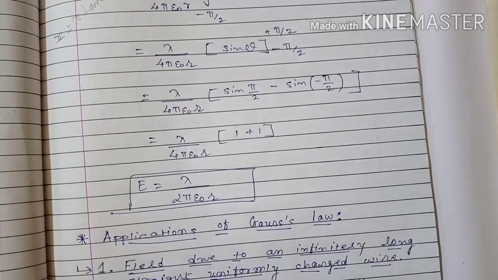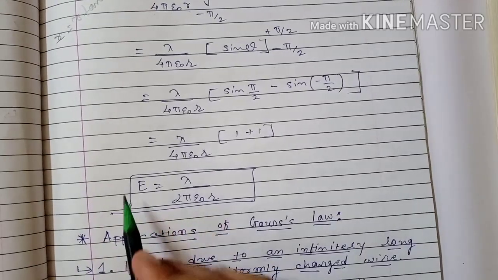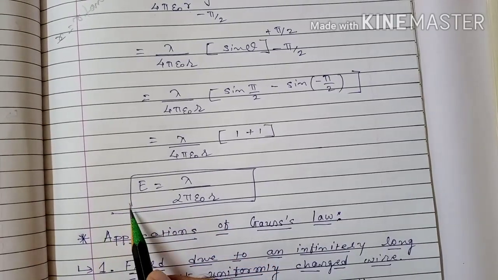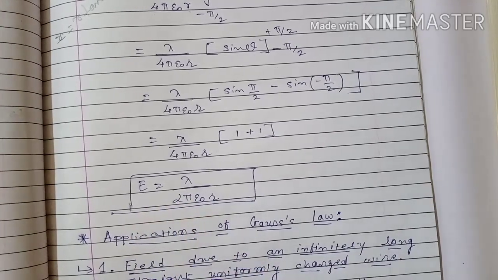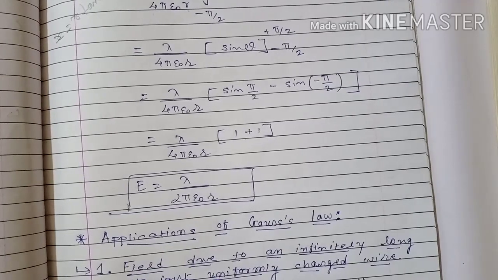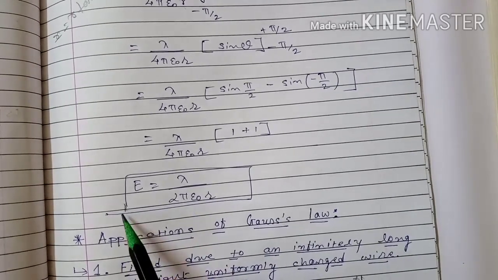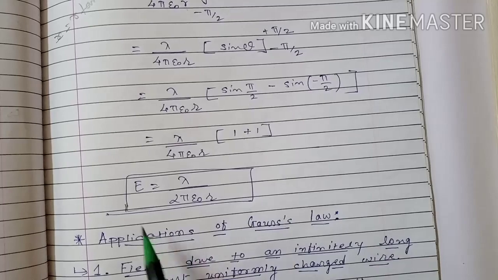The value of electric field at any distance r due to an infinitely long uniformly charged wire is lambda upon 2 pi epsilon naught r. So this way, using mathematics, we can obtain the value of electric field using Coulomb's law.